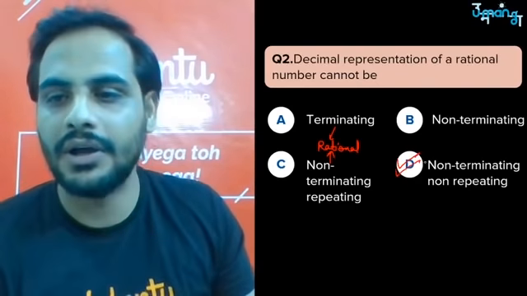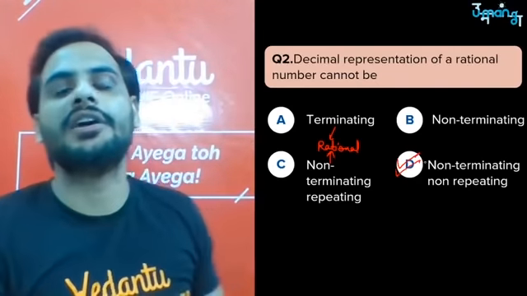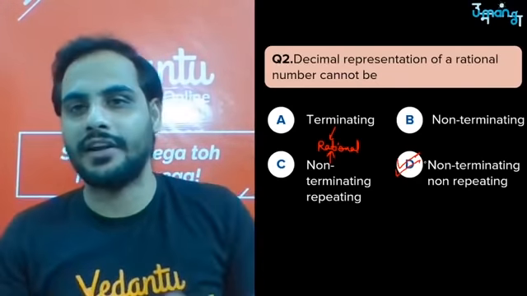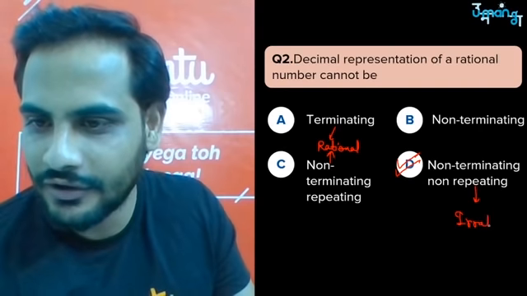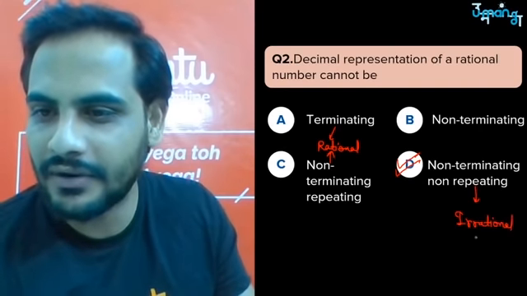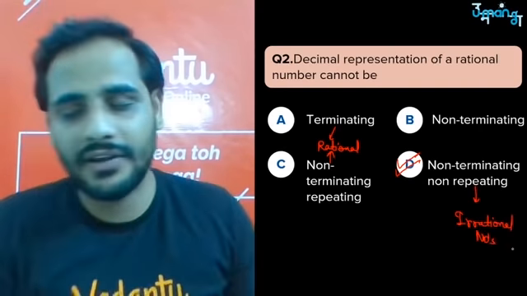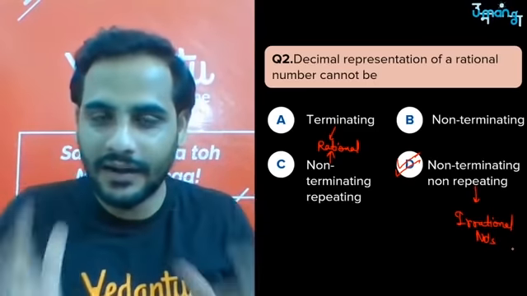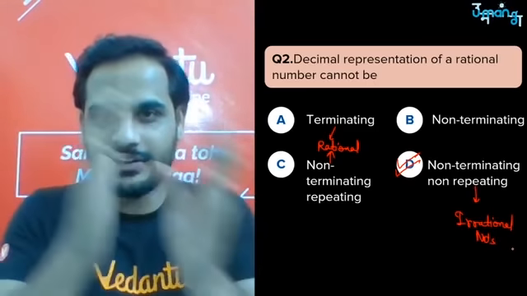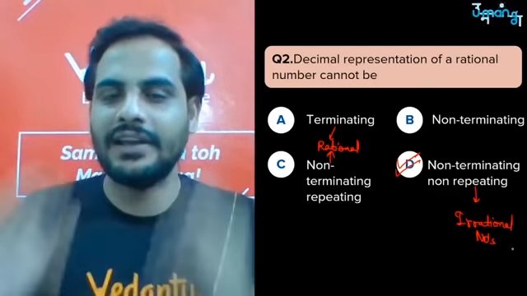A rational number cannot be non-terminating and non-recurring or non-repeating. Correct? Because non-terminating and non-repeating numbers are your irrational numbers. I'm telling you, beta, in the decimal form, distinguishing between the rational numbers and the irrational numbers is very easy. So option D will be your correct answer. Let's go for your next question.